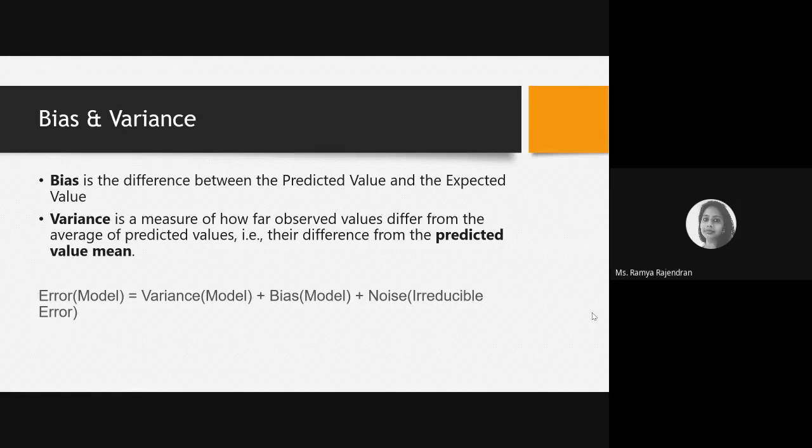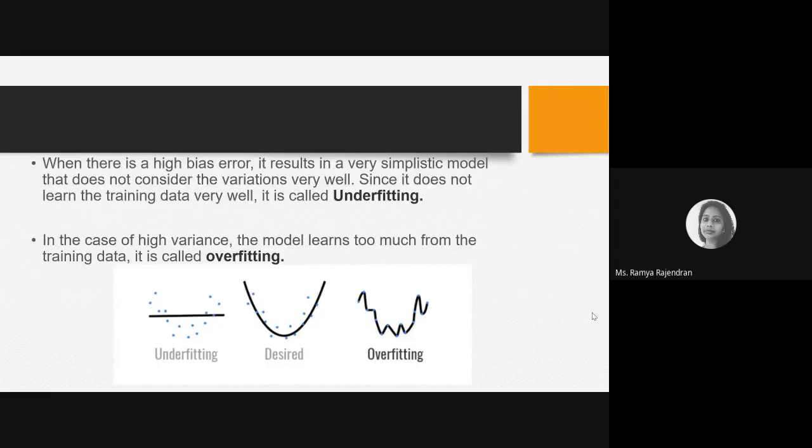So we always get to know errors when we build a model. This bias and variance is part of your error. Error is nothing but your bias, variance, and some noise, which you cannot explain, that is present in your data. All these things lead to an error in your model.